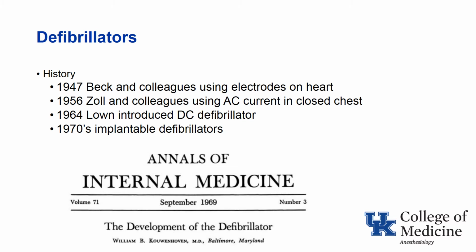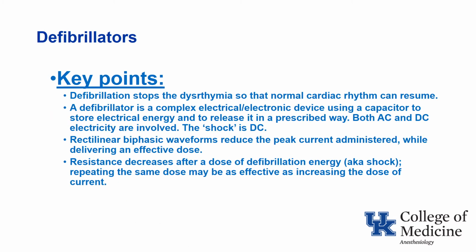So, one slide on the history of defibrillators. These are the key points about defibrillators and defibrillation. Defibrillation stops the dysrhythmia so that normal cardiac rhythm can resume. A defibrillator is a complex electronic device using a capacitor to store electrical energy and to release it in a prescribed way. Both alternating current and direct current electricity are involved. The shock that is delivered is direct current.